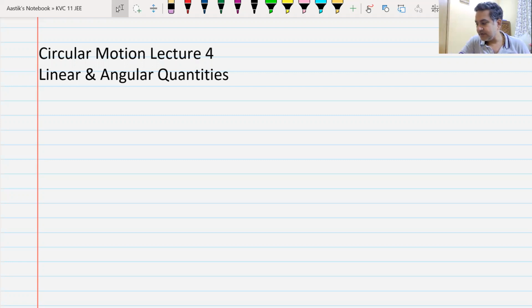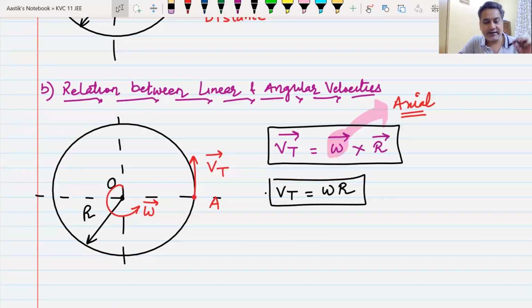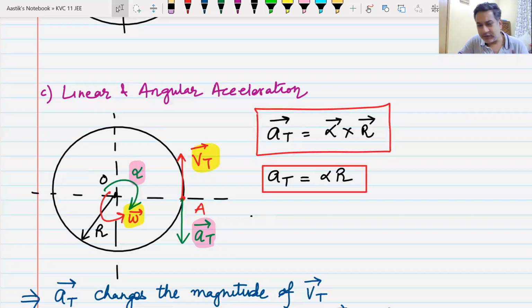The first relation that we saw was between the distance and the angular displacement. Distance L is angular displacement multiplied by r. Then we saw the relation between tangential velocity and angular velocity. Tangential velocity is omega cross r, simply omega multiplied by r in magnitude. Then we saw between linear and angular acceleration. Actually, we saw between tangential and angular acceleration, alpha cross r. Do we remember this?